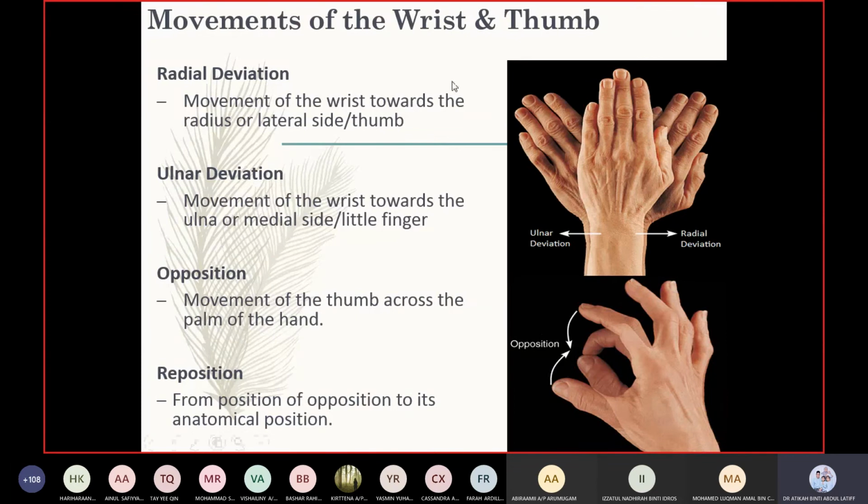Movements of the wrist and thumb, so we have radial deviation. This is your radius and this is your ulna, so movement towards the radial side will cause radial deviation. Ulnar deviation is movement towards the ulnar part of your hand. Opposition is when your thumb is together with your pointing finger, and reposition is back to the anatomical position, or the opposite of opposition.